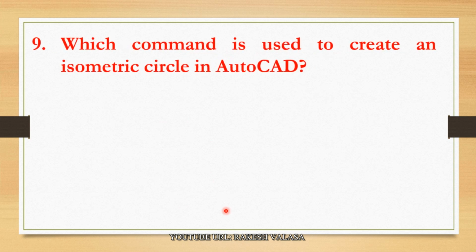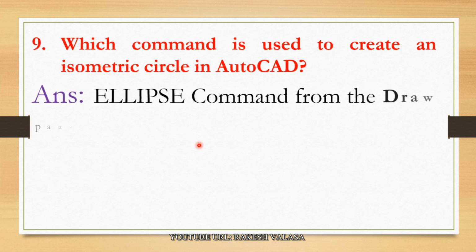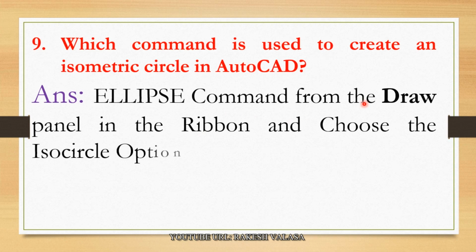Question number 9. Which command is used to create an isometric circle in AutoCAD? The answer is the ellipse command. From the draw panel in the ribbon, choose the iso circle. The shortcut key is EL enter, I enter.